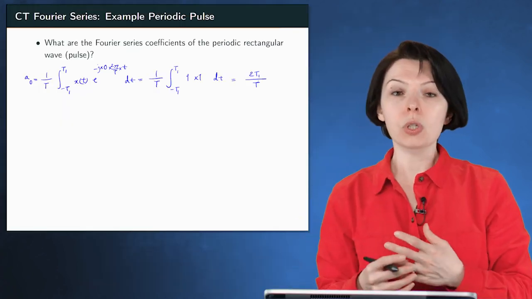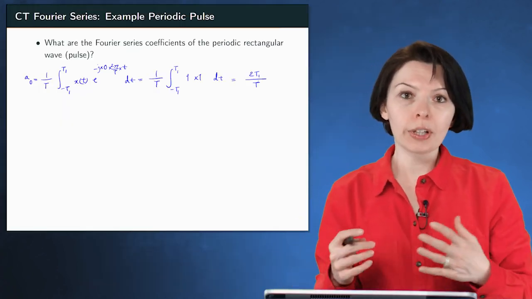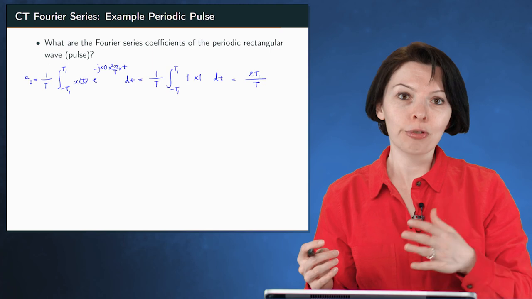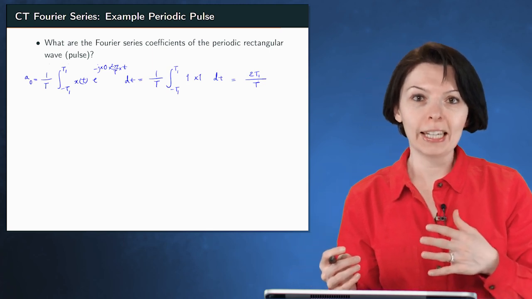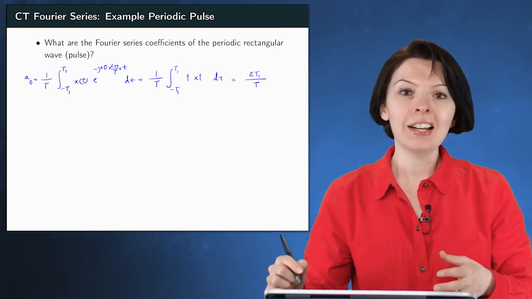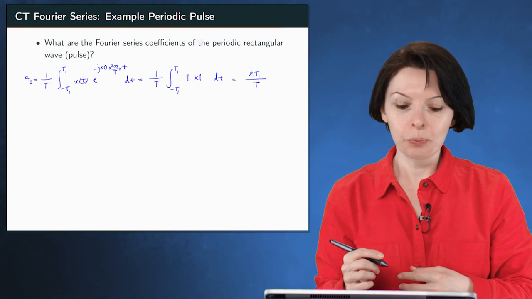You could have also used L'Hopital's rule for calculating a sub 0 from the expression of a_k. I'm going to provide it in here, and then please practice it.